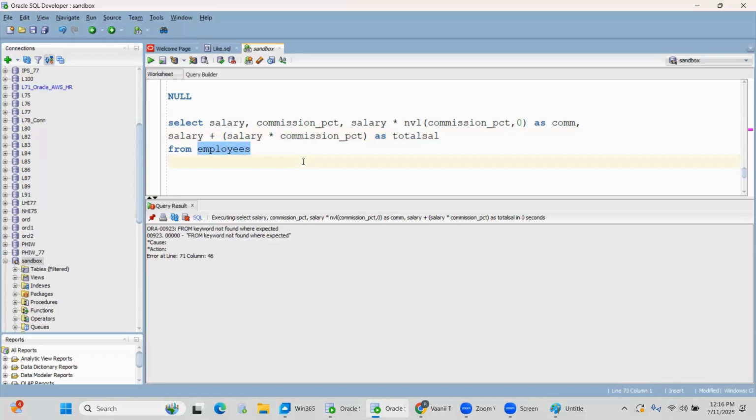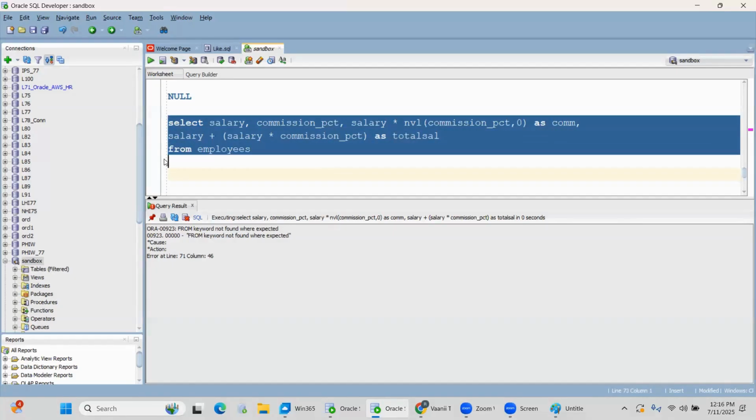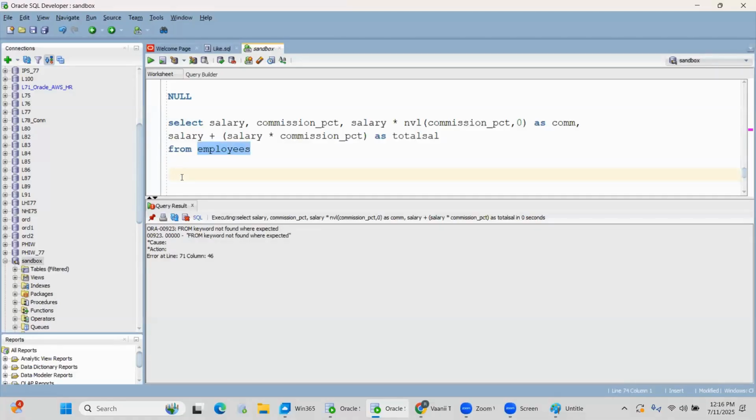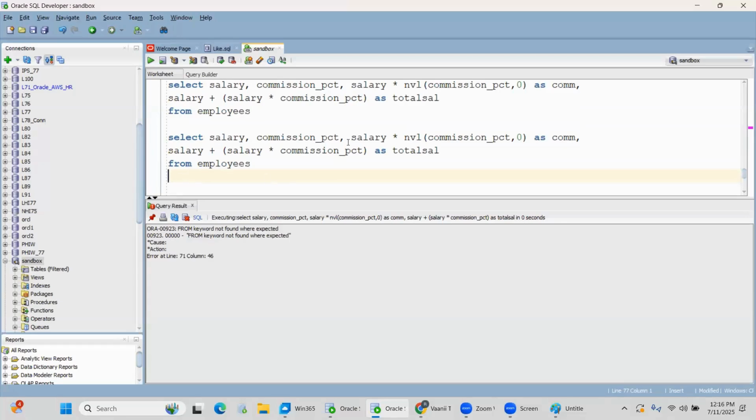After total salary, you need to keep a comma. So let's first calculate the commission amount. Okay. So if you are just going to write here commission percentage and NVL, what is going to happen?